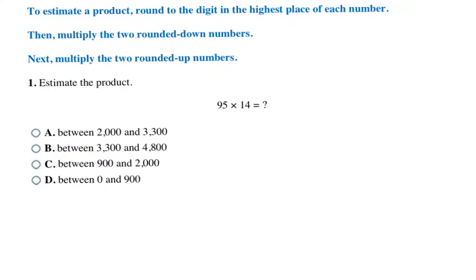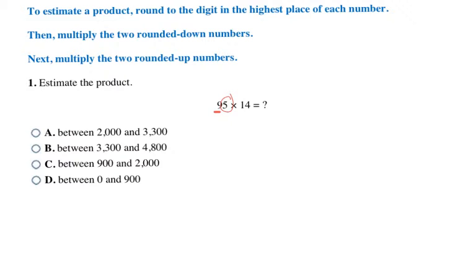For this first problem, to estimate the product, we're going to round to the highest place value. So I'm going to underline the 9 and circle the 5. The 5 would typically tell me to round the 9 up to 10, but since I'm estimating the product and I look at my answers and see that there's a range, between two numbers, I'm going to be following these steps up here. I'm going to look at the number I round down to and the number I round up to. So what number is 95 between?